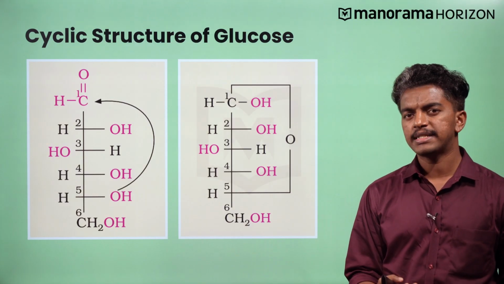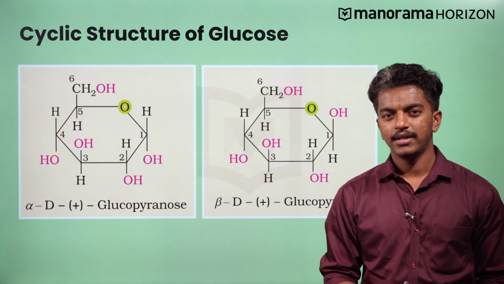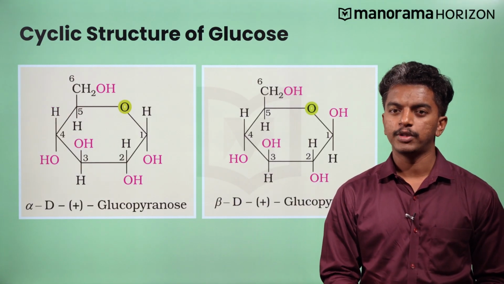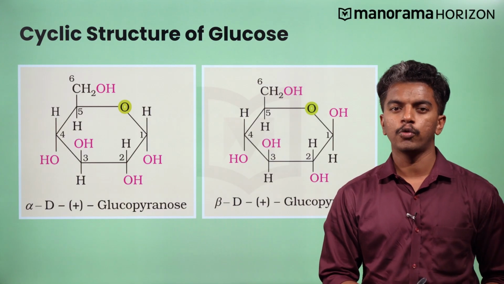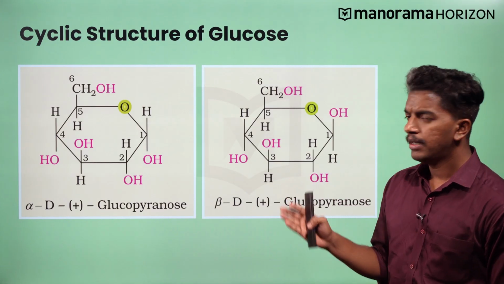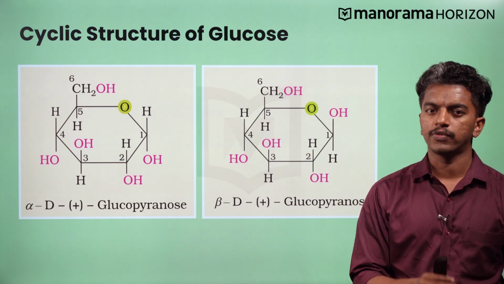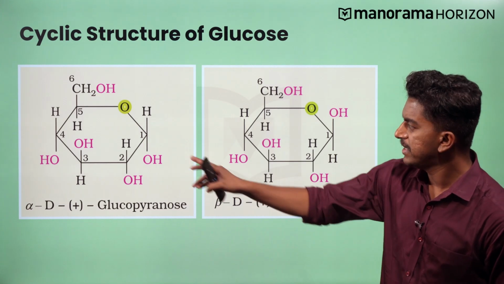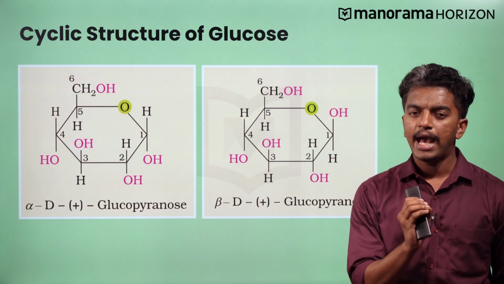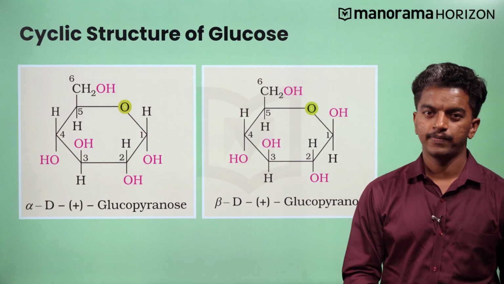This clearly explains that CHO group is absent. Thus, glucose exists in two forms. In analogy with pyran, the cyclic structure of glucose is called pyranose. See, here these two cyclic forms differ only in the configuration of the hydroxyl group at C1, as you can see here. Such carbon atoms are called anomeric carbon, and these isomers are anomers.